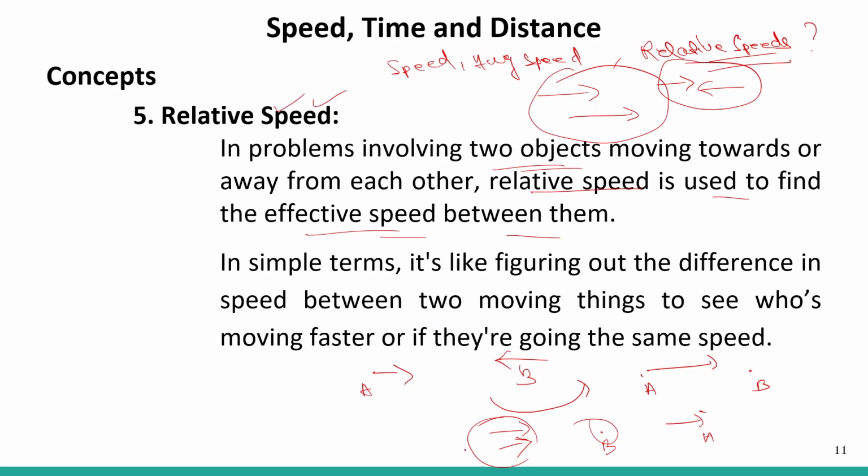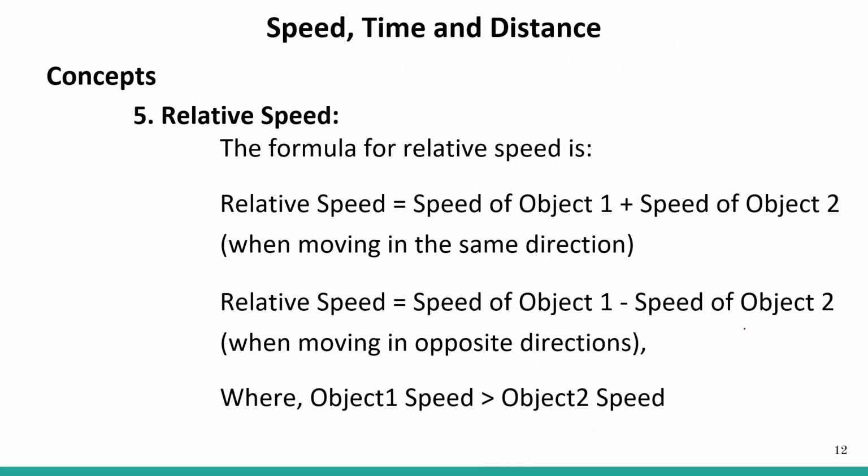So this concept will actually help us to deal with dynamical problems where multiple bodies are moving towards or with each other. We can convert it to some kind of problem where everything is fixed but only one is moving. In that way we can make the problem very easy. So in simple terms, it's like figuring out the difference in speed between two moving things, to see who is moving faster.